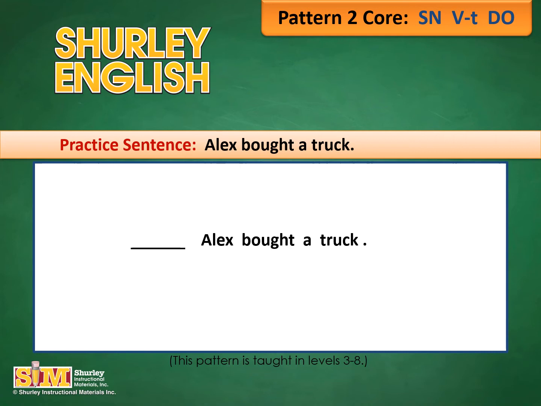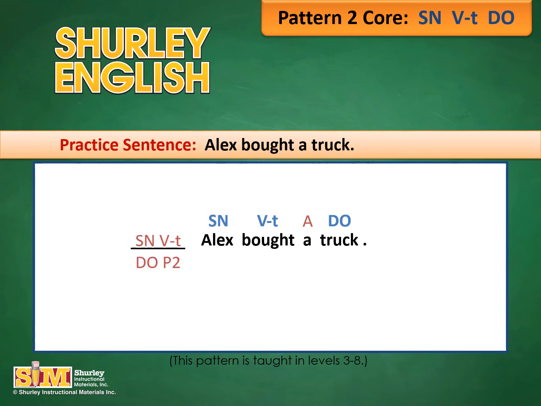Alex bought a truck. Who bought a truck? Alex. Subject noun. What is being said about Alex? Alex bought. Verb. Alex bought what? Truck. Verify the noun. Does truck mean the same thing as Alex? No. Truck. Direct object. Bought. Verb transitive. A. Article adjective.